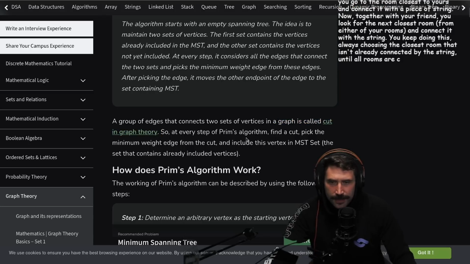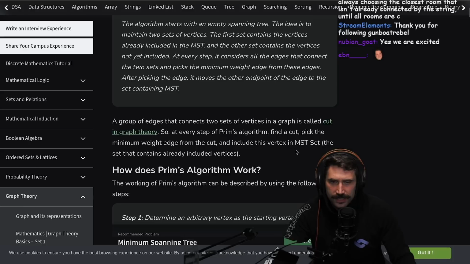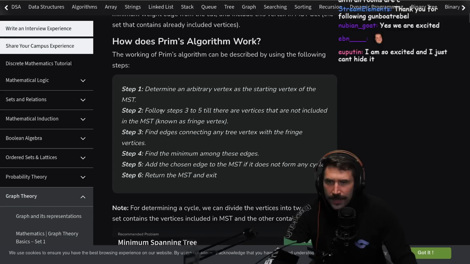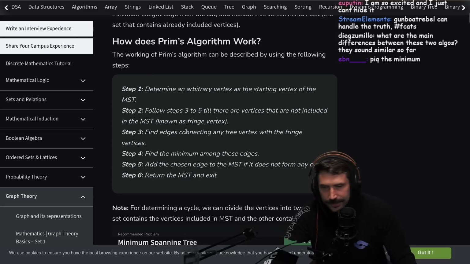So at every step of Prim's algorithm, find a cut, pick the minimum weight edge from the cut, and include this vertex in the MST set. The set of the contained, okay. So how does Prim's algorithm work? Okay, so here we go. Determine an arbitrary vertex as the starting vertex of the MST.